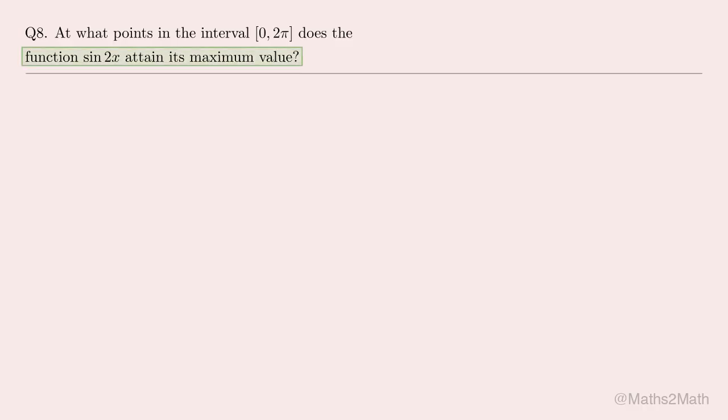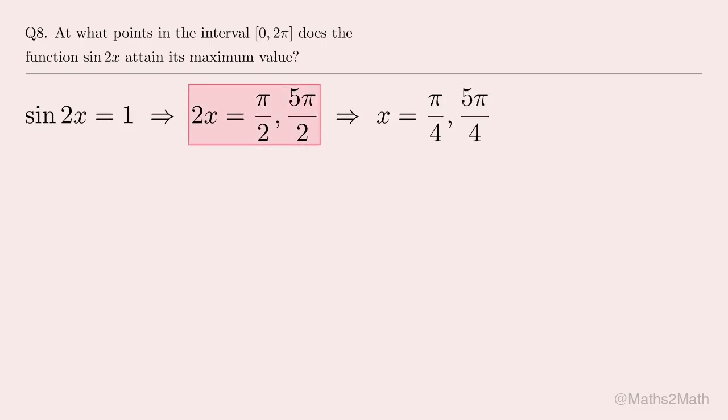Question 8. Sine of 2x completes 2 full waves on the interval, so the peak is hit twice. Set the inner angle to pi over 2 plus full turns. The maximum value 1 occurs when 2x is pi over 2 or 5 pi over 2 within range.